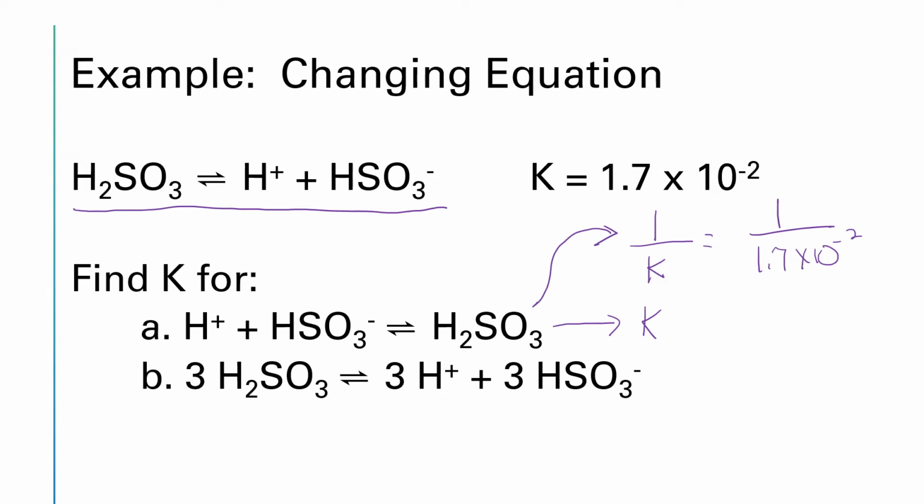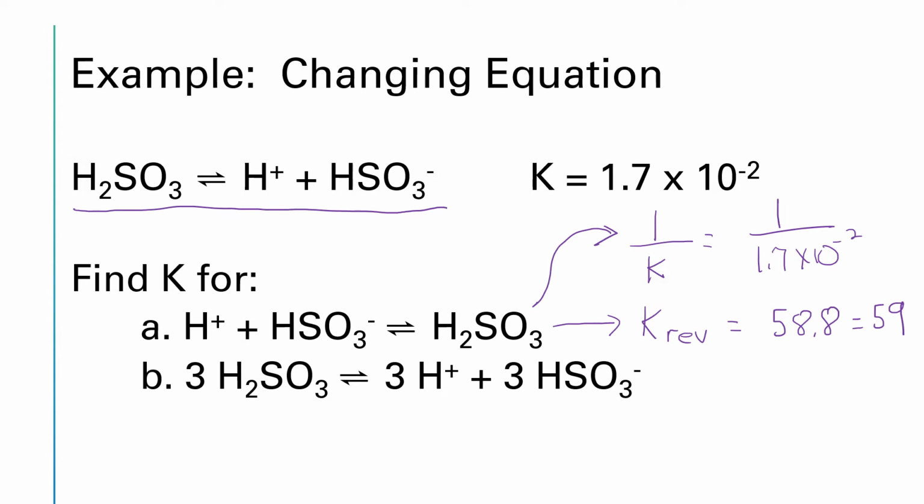Okay, feel a little better about that. Let's just call this K for the reverse reaction. That's going to be 58.8. We only had 2 sig figs in our original number, so I probably really should just round that to 59. Now let's take a look at the reaction in part B.